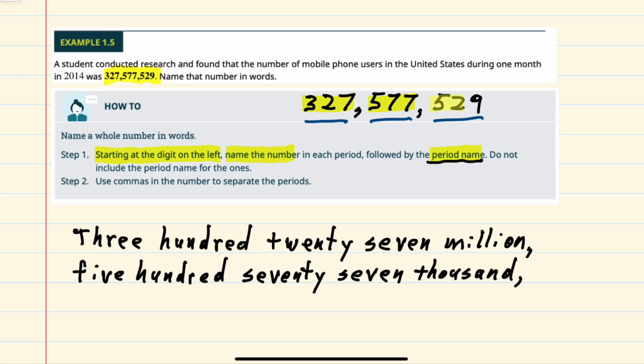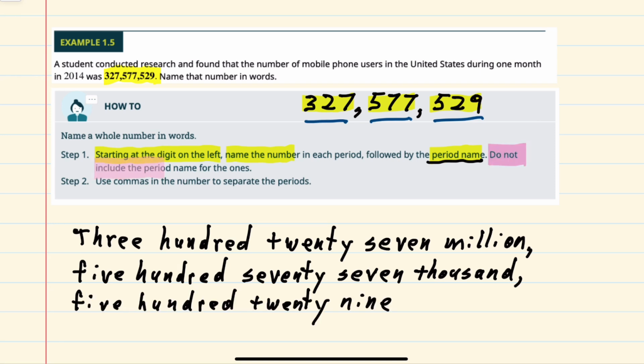And then the last period, naming the digit, it is 529. And recall that we do not include the period name for the ones, so this number in words is 327,577,529.